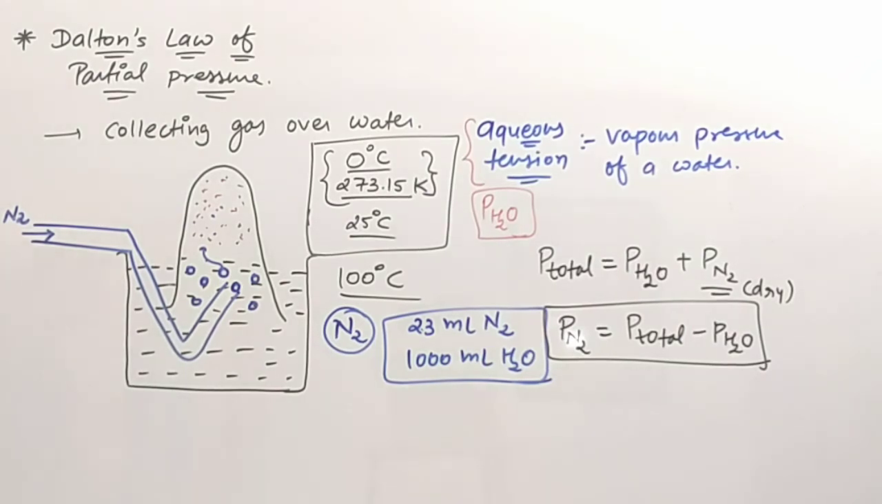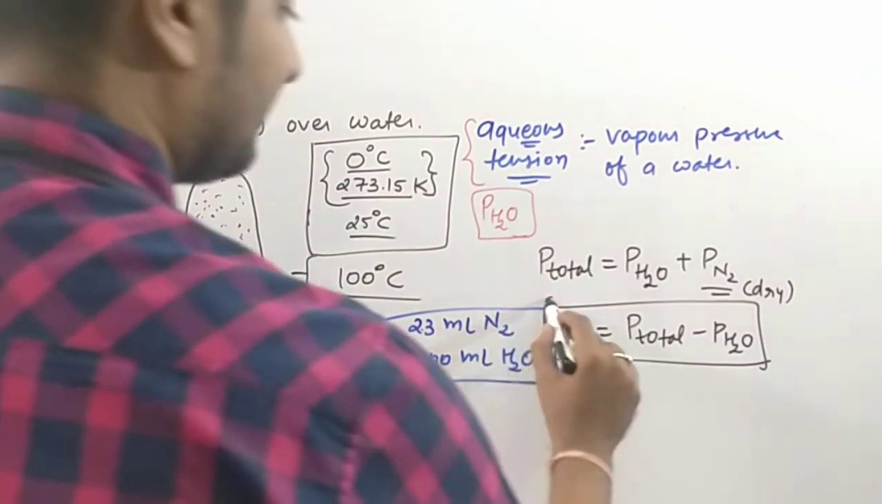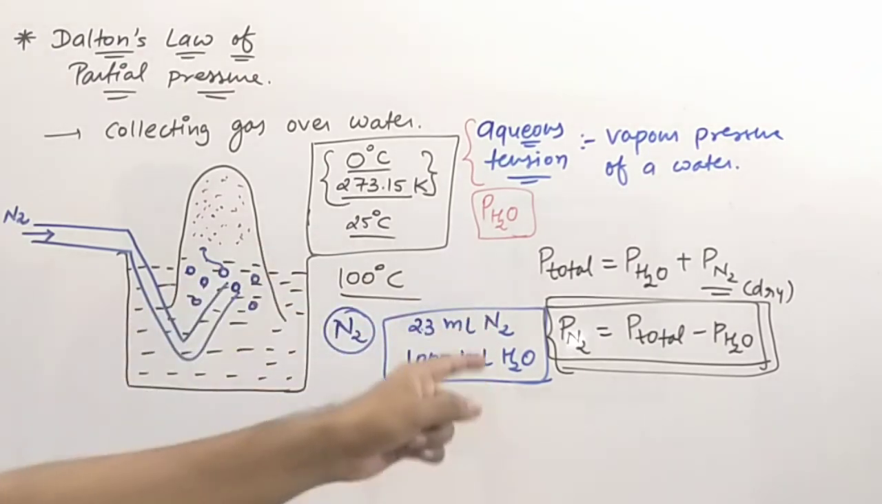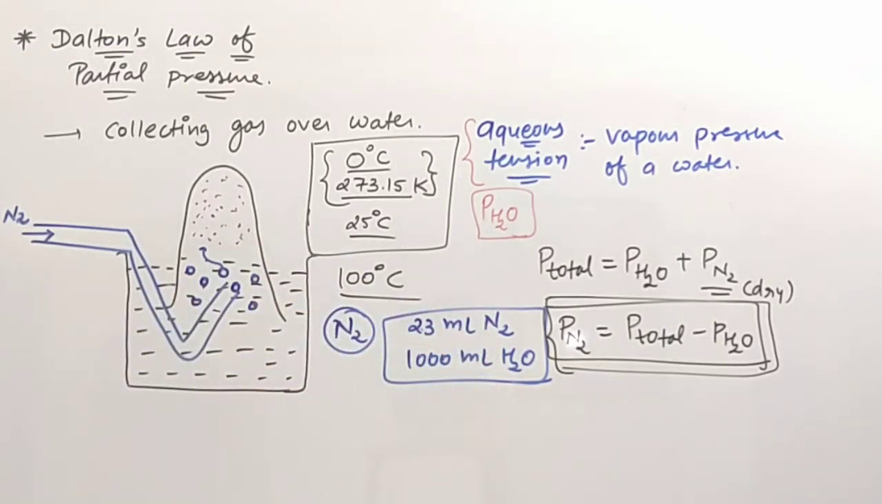Getting it? This is a really easy concept. Clear? I explain it in a very easy and understandable way. So hope you have cleared all your points. My point was to tell you only this, that suppose you are collecting any gas over the water. At that time the particular gas pressure will be P total minus P H2O, because in numericals sometimes we have to apply this formula also. Clear? Please take the screenshot.